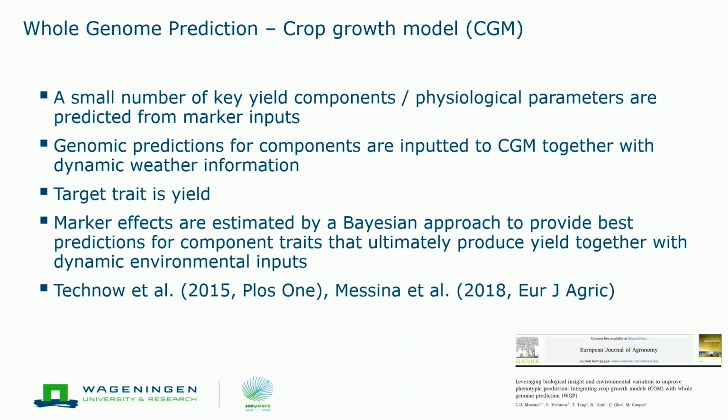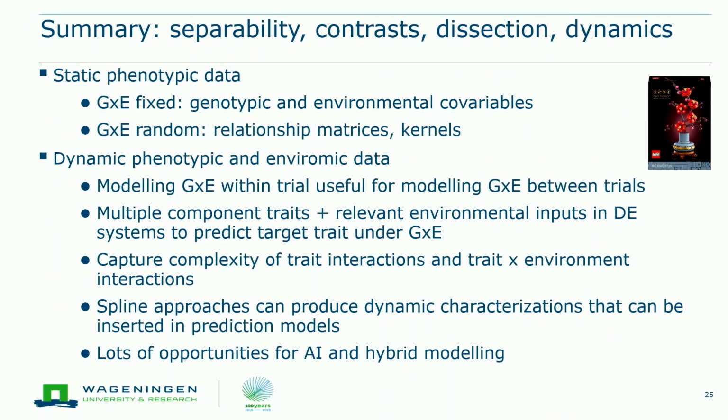Okay, there is another way of doing it, very similar. This is the whole genome prediction crop growth model. Once again, there is a limited number of yield key components. These are inserted in a crop growth model together with the dynamic weather information, environmental information, and then the whole thing starts turning. What needs to be done is the marker profile needs to obtain the effects that allow us to predict the yield components that you identify. And there's another way in which you can try to do it, about which you will hear in the coming days.